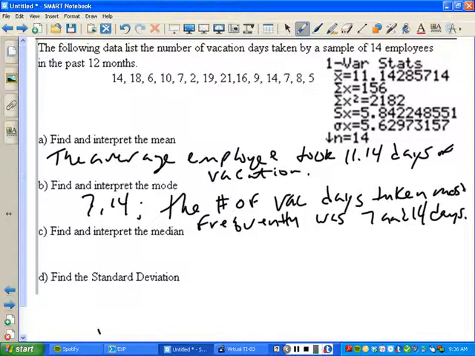Because what I see a lot of people say is most of the time people take either 7 or 14 days. That's not most of the time. That's just the number that occurs most often. There's a difference between most of the time and the number that occurs most often. Slight differences in how that works.